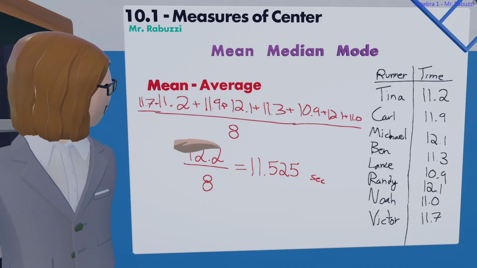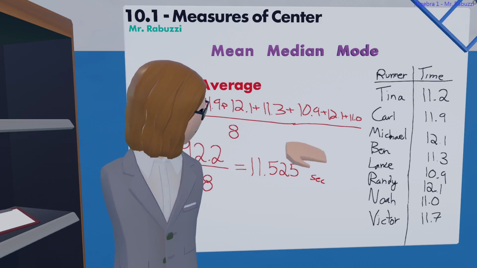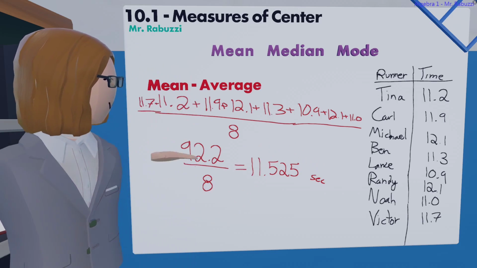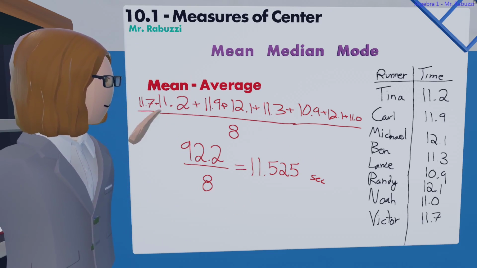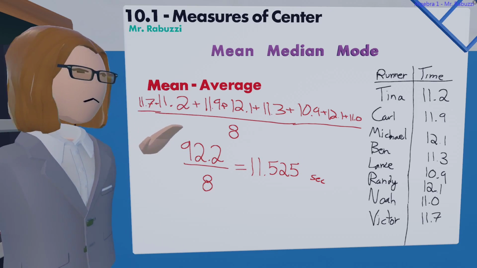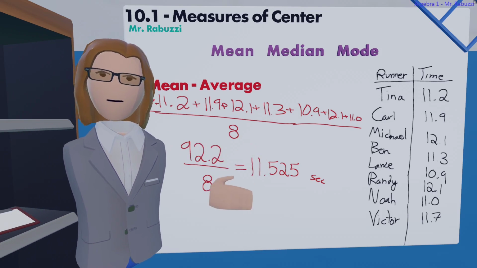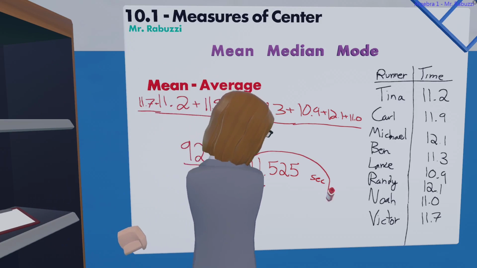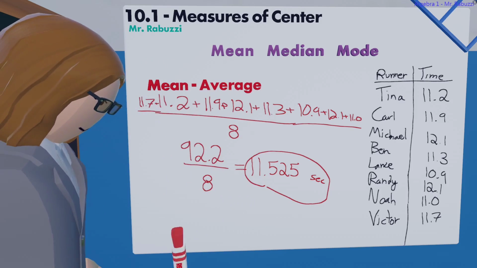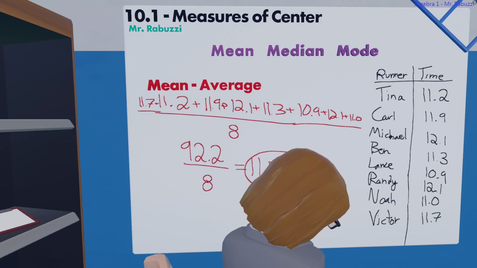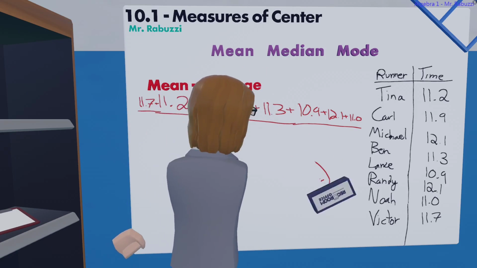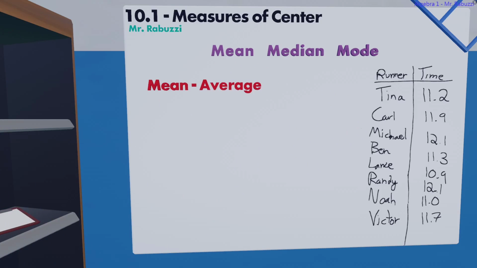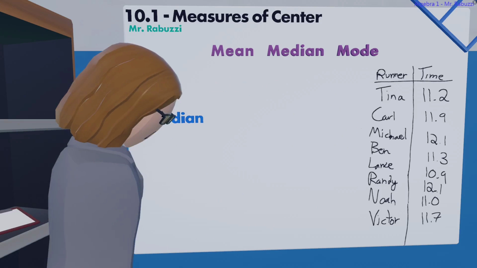So you see, some people were faster, right? Lance was the fastest. He had 10.9. And some people were slower, right? Michael and Randy only had 12.1. But the average is 11.5. That's pretty good. So this is your mean or your average. Not too hard to find. All right, let's move on to median.